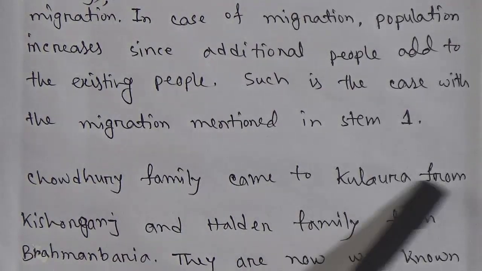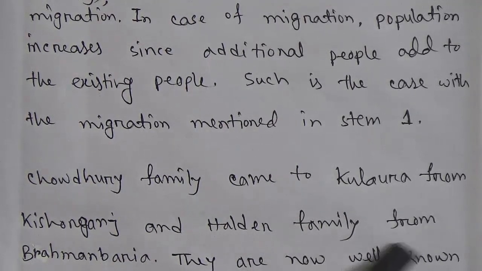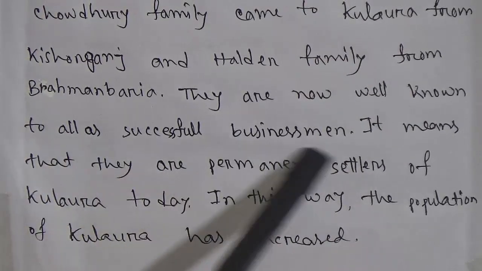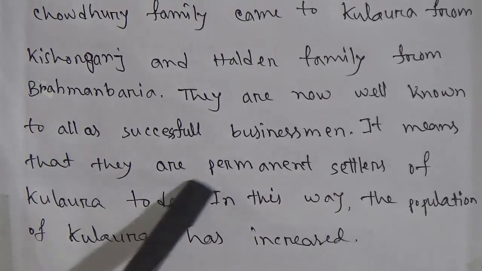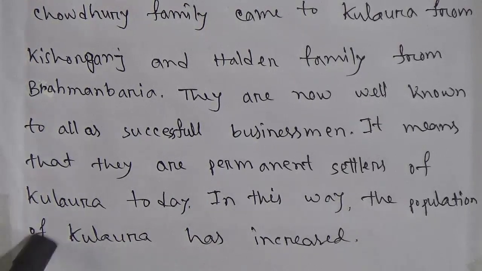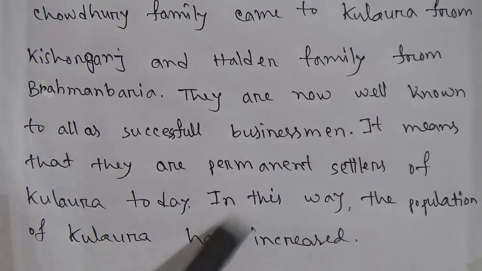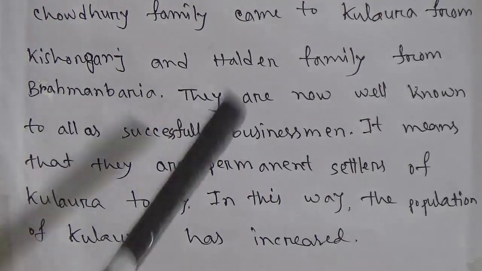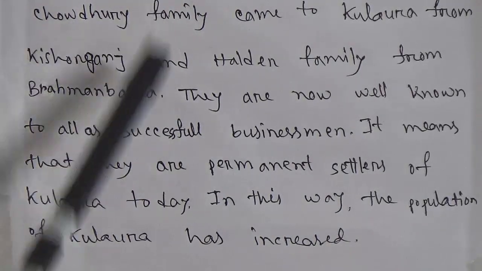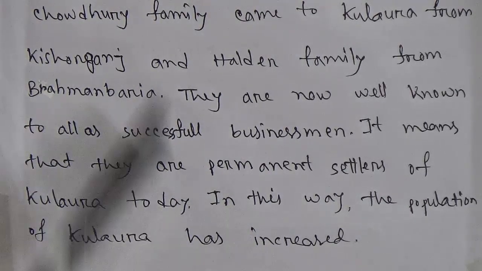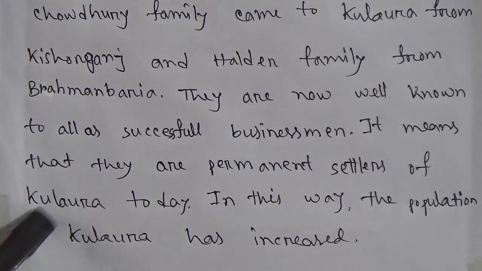Chaudhary family came to Kulaura from Kishorganj and Haldar family from Brahmanbaria. They are now well known to all as successful businessmen. It means that they are permanent settlers of Kulaura today. In this way, the population of Kulaura has increased. That means before Chaudhary and Haldar arrived in Kulaura, there were some people. But when they came here, they also added to the population, and the population of Kulaura has increased because of immigration, right?